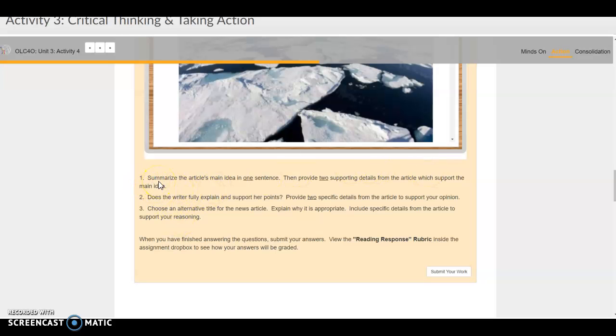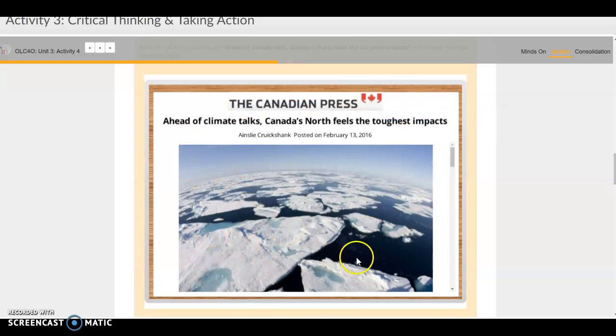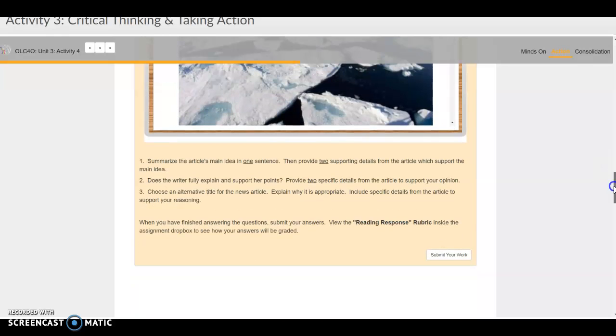Our first question is a typical one that we almost always do when we look at a news report or a narrative. It's going to ask you to summarize the article's main idea in one sentence and provide two supporting details from the article which support the main idea. So again, you're getting your detail right from this article. The second question is going to ask you, does the writer fully explain and support her points? Provide two specific details from the article to support your opinion.